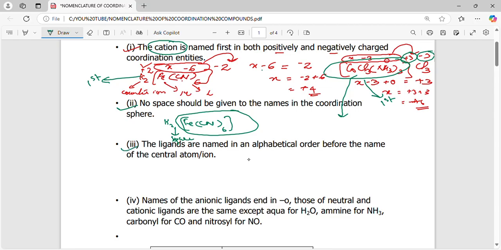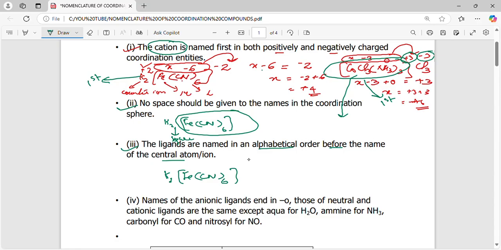Now the third rule is that the ligands are named in alphabetical order before the name of the central metal atom. It means when you start naming the coordination sphere, for example, the same example I am taking, K2[Fe(CN)6].